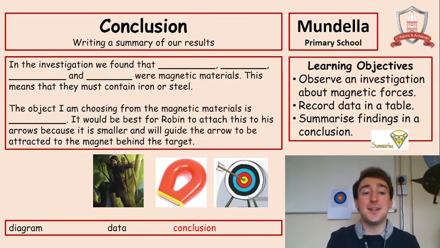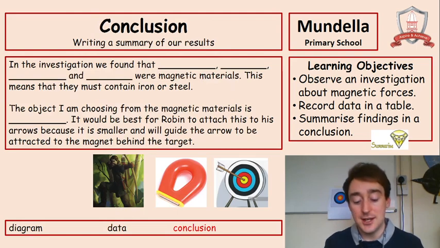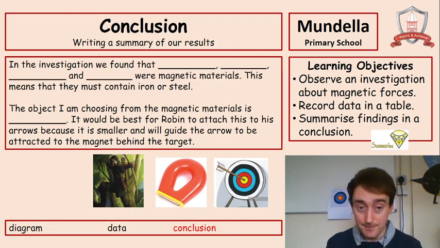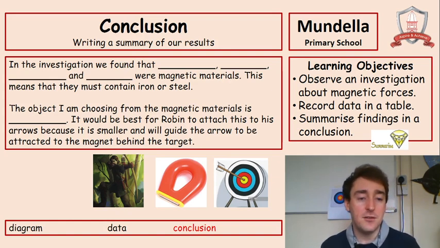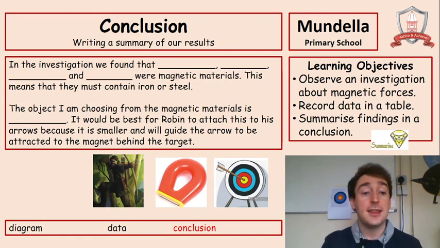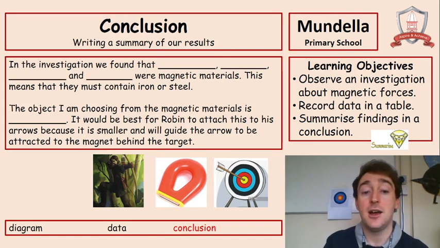So let's write our conclusion. Our conclusion is that we need to write a summary of our results. Okay. So I want you to copy all of this out for our conclusion and then fill in the gaps. In the investigation, we found that, and there might be more than 4. I think there were more than 4. I think there were 5, weren't there? Just check that though. There might be 5 different materials that were magnetic, so you'd need to include all of those. This means that they must contain iron or steel.